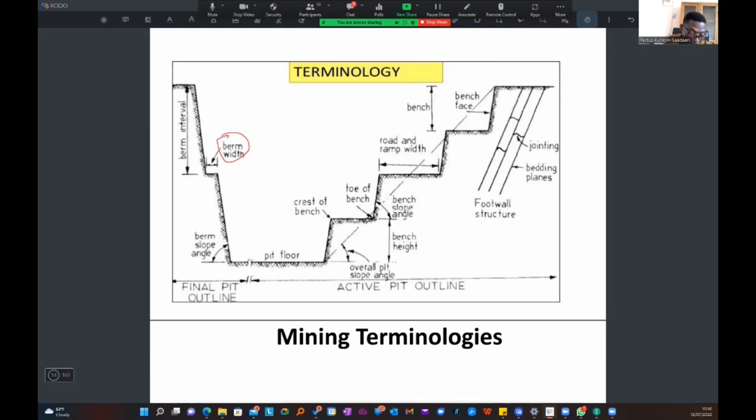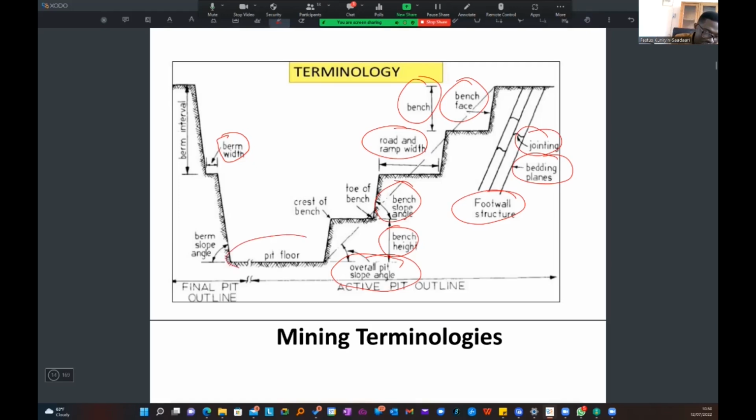We have the toe of a bench. We have what we call a bench. We have the crest of the bench. We will have terms such as the bench height. We have the bench slope angle, the road and ramp width. We have the footwall structure. We have the bedding plane. We have jointing. We have bench face. We have the bench itself. We have overall pit slope angle. And then finally the pit floor.